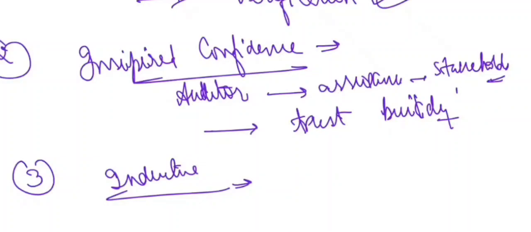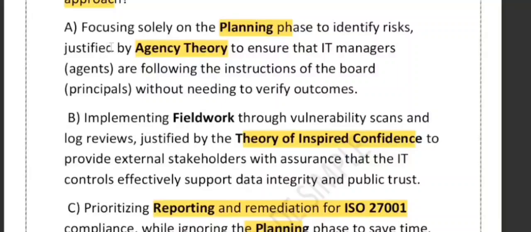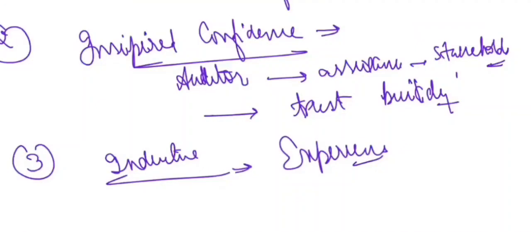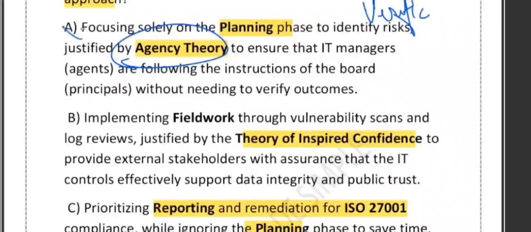Now let's look at the options. Option A says to focus solely on the planning phase, justified by agency theory. But if you look at agency theory, they need verification, not just planning. I told you agency theory is based on principal versus agent, right? It requires verification in addition to planning. That's why option A is wrong.